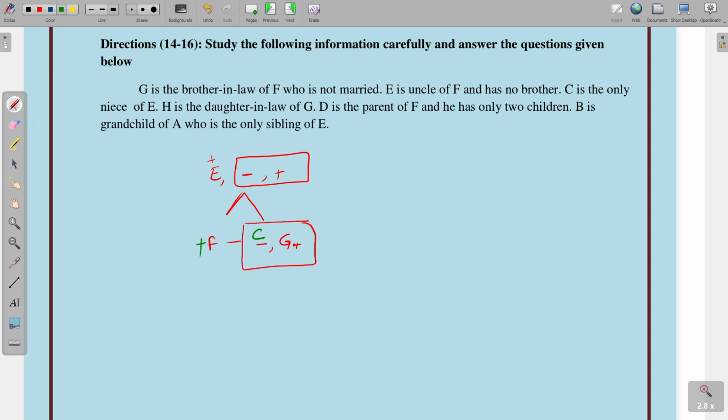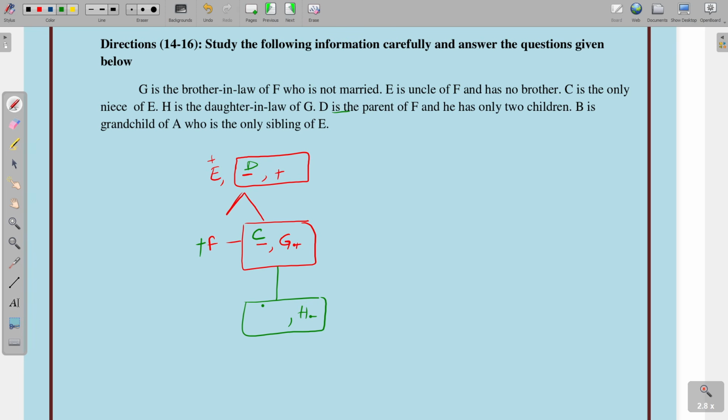Next, H is the daughter-in-law of G. So G here, and next H is the daughter-in-law of G. It means C and G have a son. This person is married to H. Next, D is the parent of F and has only 2 children. So F here, not F, it is D. Here D is placed. B is the grandchild of A, who is the only sibling of E.